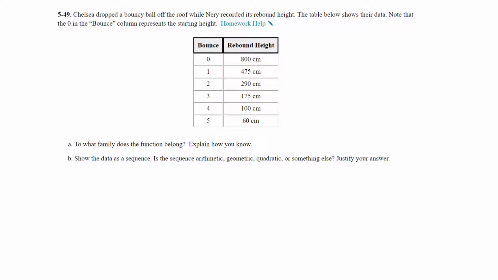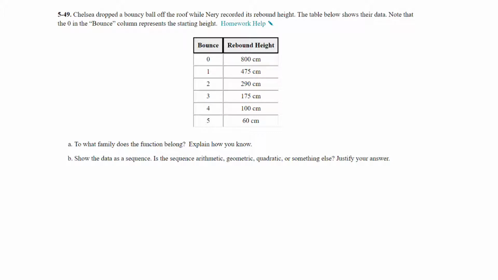Question 49. Chelsea dropped a bouncy ball off the roof while Neri recorded its rebound height. The table below shows their data. Note that the 0 in the bounce column represents the starting height. So it started at 800 centimeters, and then it shows the bounces from 1 to 5 from there, and it goes all the way down to 60 centimeters.